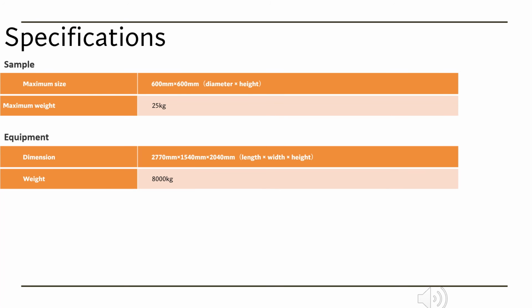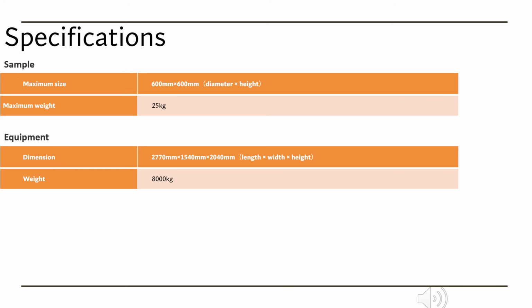For the sample and the equipment, the maximum size is 600 millimeter by 600 millimeter, diameter and height. Maximum weight is 25 kilogram. Dimension is 2770 millimeter, 1540 millimeter, 2040 millimeter. This is length, width, and height. The weight is 80,000 kilogram.